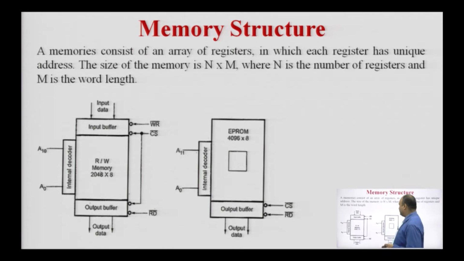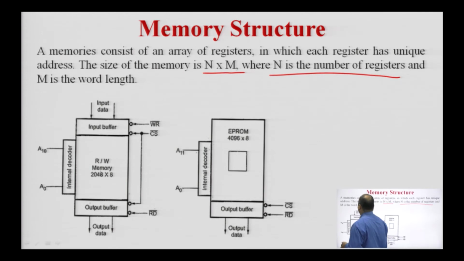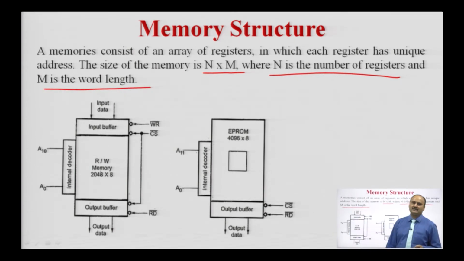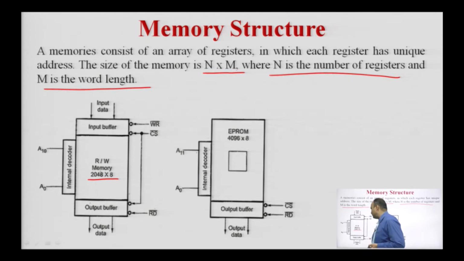So, here the size of the memory depends on n cross m, where n is the number of registers and m is the word length. So, n is the number of registers, meaning the capacity of the memory, for example 2048 cross 8. This 2048 is the number of registers used. So, it is generally a 2 kilobyte memory, and each register is capable of holding an 8-bit number.